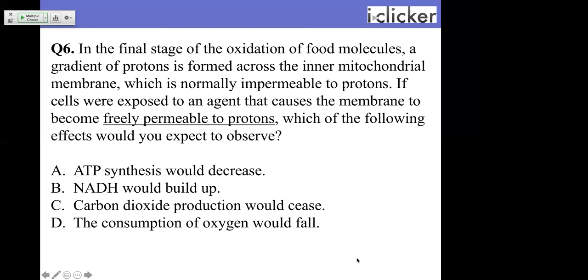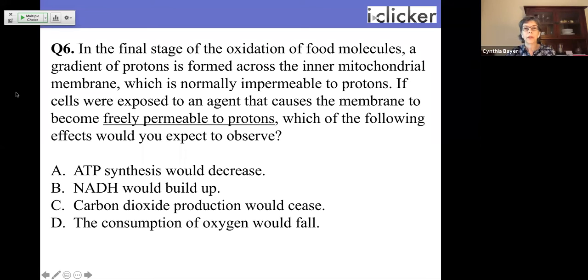Thank you. So here's a question. What we've been looking at is the coupling of electron transport with pumping of protons and ATP synthesis. So we're asking here, what if cells are exposed to some sort of drug that allows that inner mitochondrial membrane to be permeable to those protons. What do you think would happen in that case?